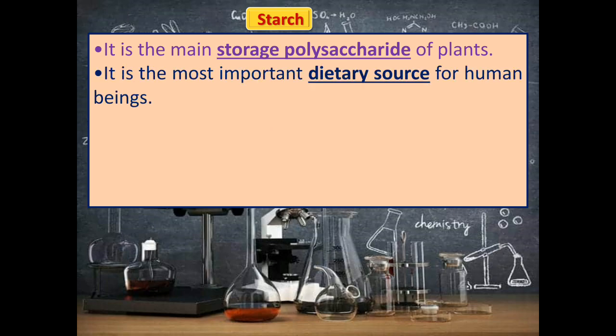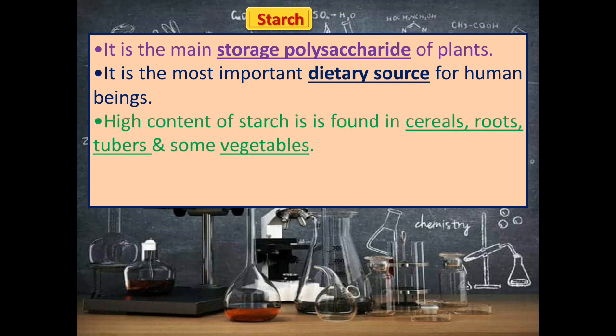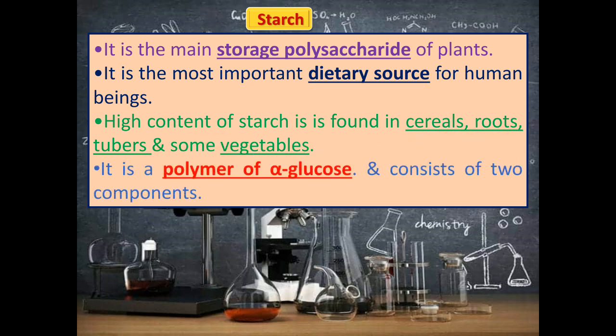It is the most important dietary source for human beings. Our food is mainly composed of what? Starch. Rice contains starch, our staple food is composed of what? Starch. Therefore, it's an important dietary source for human beings. The high content of starch is found in cereals, roots, tubers, and in some vegetables.